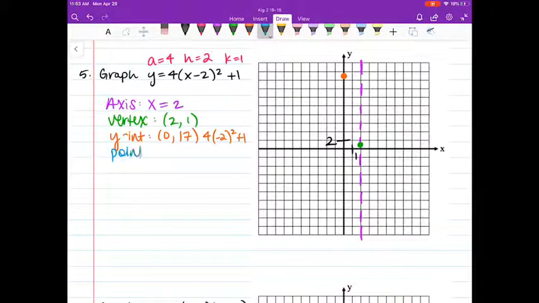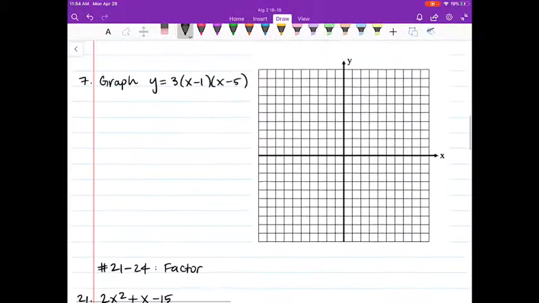Lastly, we need to pick a point to plug in. Pick a point on the same side of the axis of symmetry as your y-intercept. Notice your y-intercept is on the left of that purple dotted line, so we're going to pick another x-coordinate to the left. Hey, let's pick 1. Why not? And we just plug it in. So 4 times (1 minus 2) would be 4 times (-1) squared plus 1. -1 squared is 1. 4 times 1 is 4, plus 1 we get 5. So we're moving right 1, up 5. Remember, we're counting by 2's. And lastly, here comes our reflection. So we reflect across our dotted line, and we connect all of our points with a smooth parabola-shaped curve.